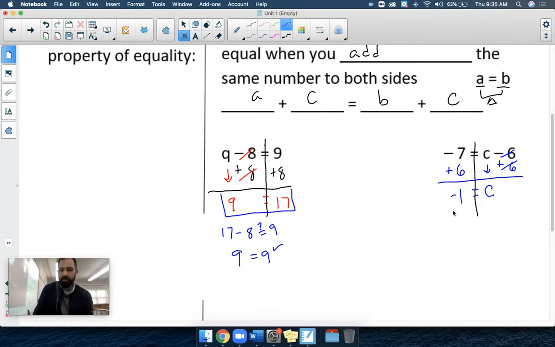Let's check to see if it worked. Substitute back in. Negative 7 equals, instead of c, we're using the value of c, negative 1, minus 6. Negative 1 minus 6, we know, is negative 7. So does negative 7 equal negative 7? It does. Just so we're aware, this is the check part. If on this side of the problem I didn't get negative 7, that means I did something wrong, and I need to go back and check my work up here. Because if this side doesn't equal negative 7, that can't be a solution to this equation.